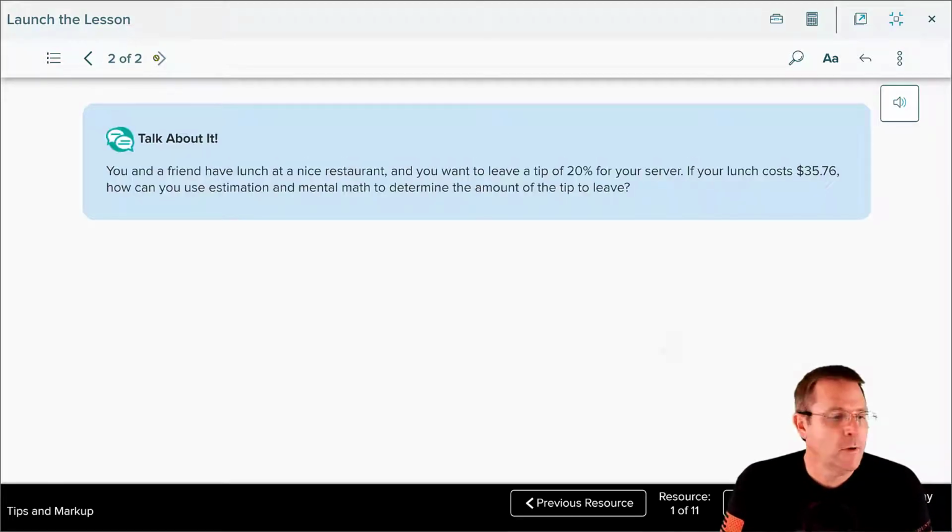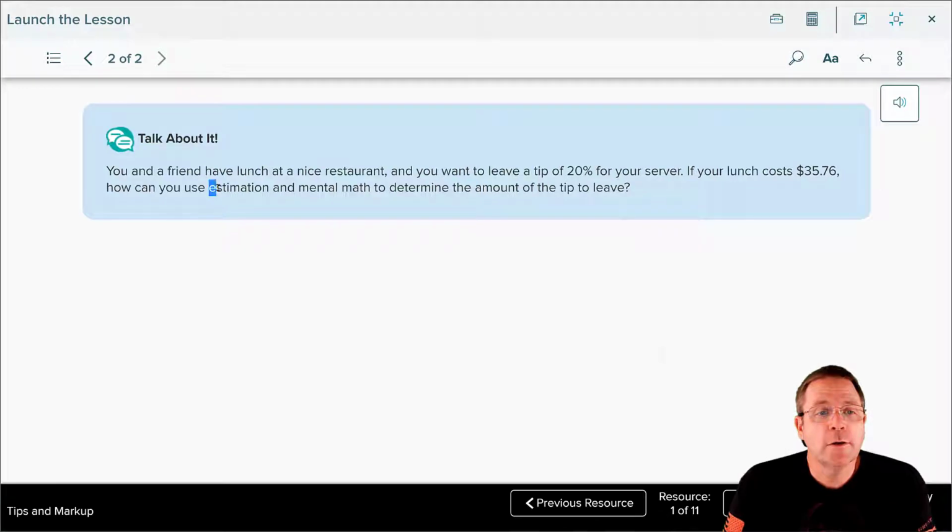You and a friend have lunch at a nice restaurant, and you want to leave a tip for 20% of your server. If your lunch costs $35.76, how can you use estimation and mental math to determine the amount of the tip before you leave? These are the things we're going to learn today.